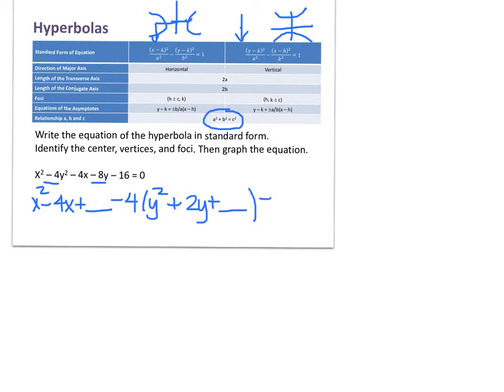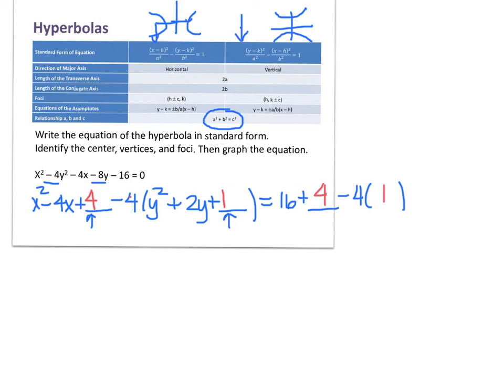Close my parentheses, equals, I'm going to add 16 to the other side. I'm also going to be adding something for this term here, and I'm going to be subtracting 4 times something, whatever goes in here, because that's negative 4 times that amount. So what do we put in there? Well, half of 4 squared is 4, so that 4 is going to go there. Here, half of 2 squared is 1. So notice I have a negative 4 times 1, so that's negative 4.